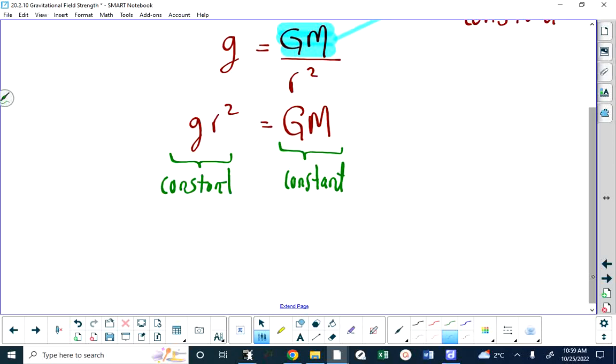But this is constant. And I want you to try to think about why little g times r squared is constant. Anybody have an idea why little g times r squared is constant? And the answer is not in the question. The answer is on the board.